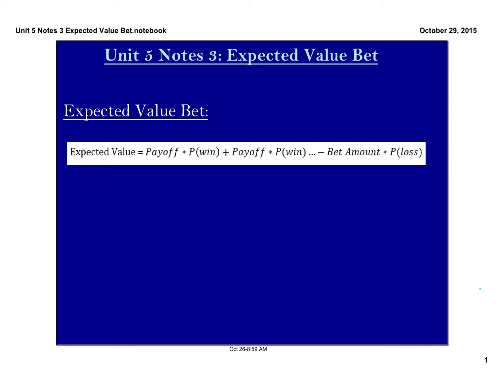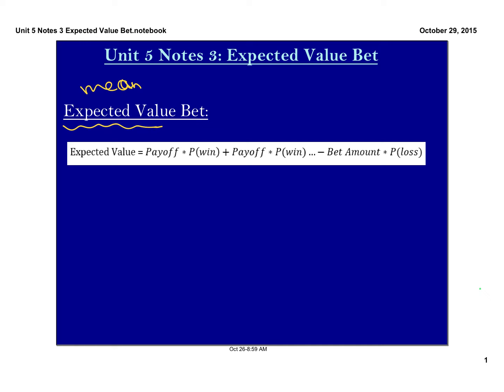Today we're talking about finding the expected value for betting. So this is the fun day where I get to teach you how to gamble a little bit. So here is how we find the expected value. One thing I want to point out is that expected value is really just another way of saying mean. What is the expected value of a certain bet, or what would the mean or average result be of a certain bet? That's what we're looking at today.